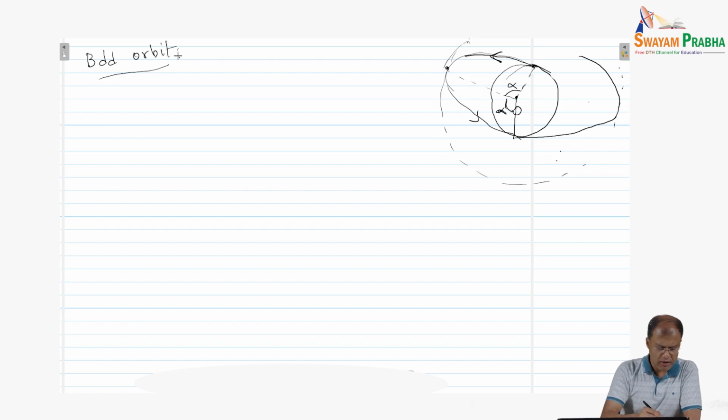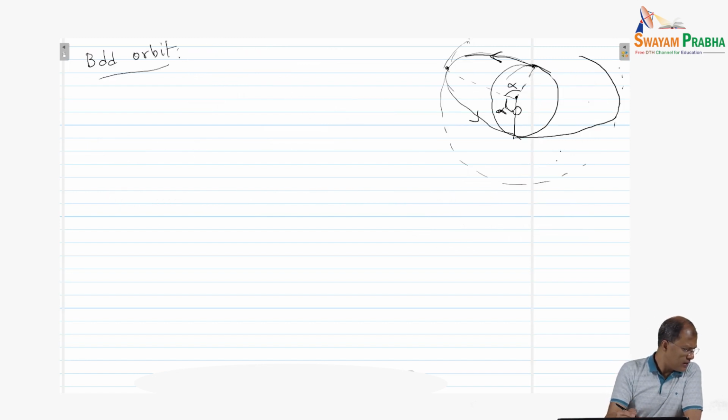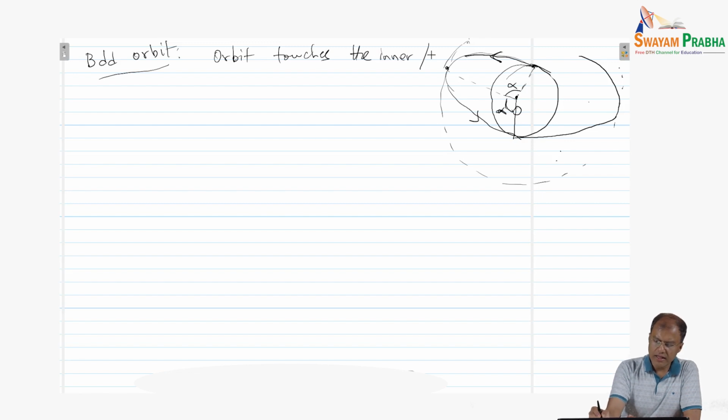Okay, so again, let us try to recap. We looked at two possible scenarios in the 1D energy equation, or the energy conservation equation: the bounded motion and the unbounded motion. In the bounded motion, we expect the planetary motion to be performing an elliptical orbit, right? And let us see more details about this elliptical orbit, which is as follows. In the bounded orbit, the orbit touches the inner and the outer circle alternatively.